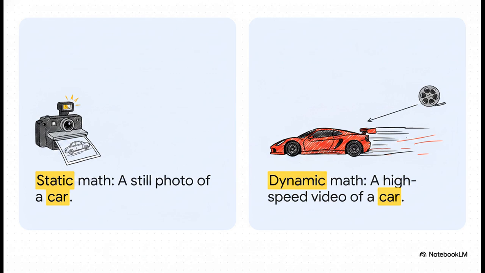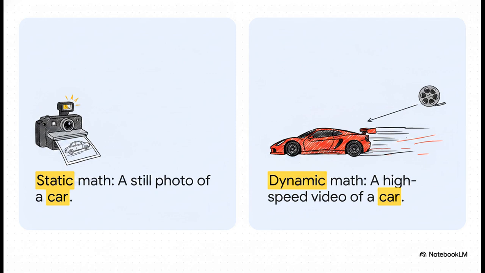Picture a still photo of a car. That right there is your static math. Algebra and geometry are fantastic for taking a quick snapshot of a single moment in time, like finding the exact position of that car at one specific second, or maybe calculating the total volume of air inside its tires. But come on, life isn't a photograph, right? Life is a high-speed video.